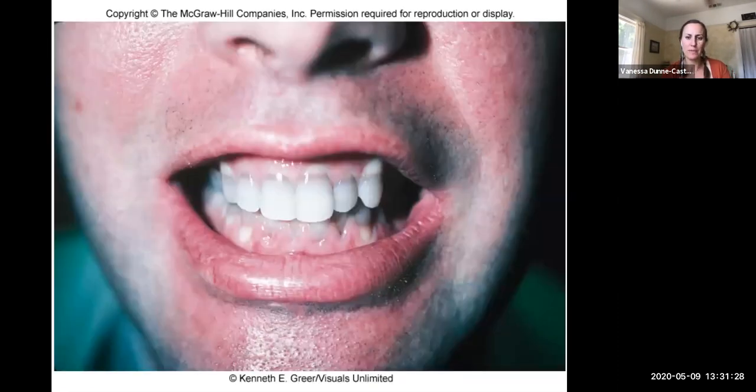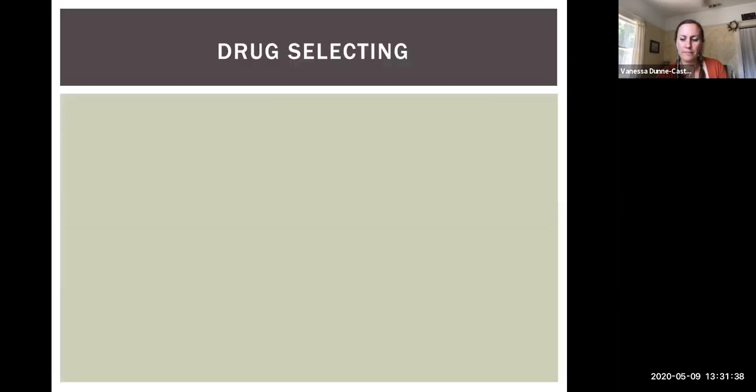This is a picture of someone having gingival reactions, so they're having some type of allergic reaction to this drug, and it's becoming very evident in their gingival lining.